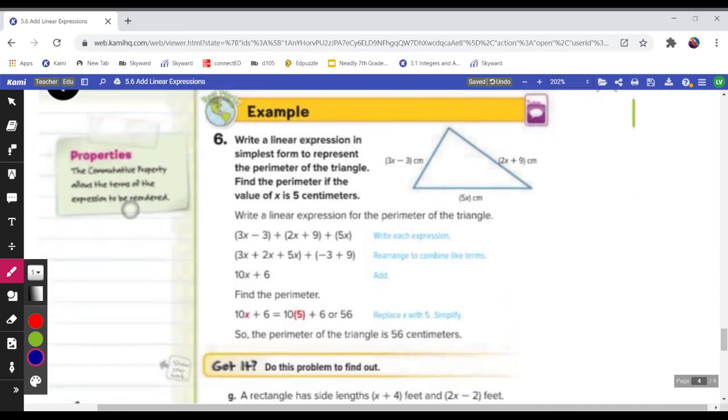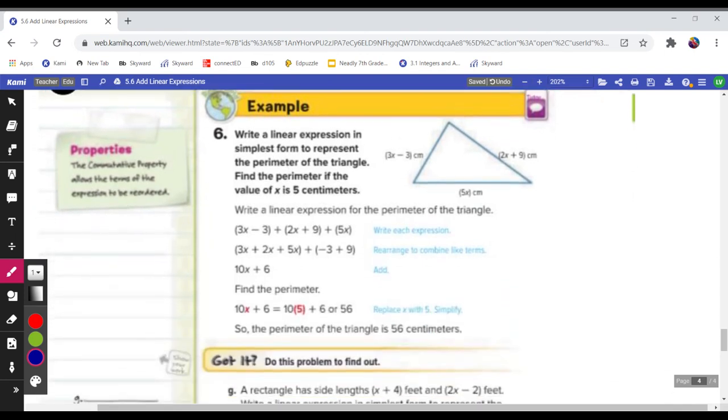Let's move on to example 6. Write a linear expression in simplest form to represent the perimeter of the triangle. Find the perimeter if the value of x is 5 centimeters. So in order to write a linear expression for the perimeter of the triangle, you have to remember how to find the perimeter. In order to find it, you have to add up all 3 sides.